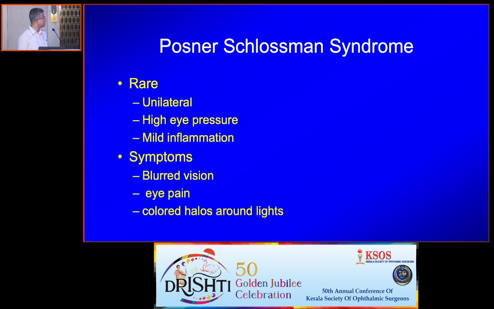So Posner-Schlossman syndrome is actually fairly rare. It's usually unilateral and typically comes with episodic high IOPs. You may have mild inflammation during those episodes, and the symptoms are usually blurred vision, pain, and colored halos. But sometimes patients are quite asymptomatic except for the blurred vision.